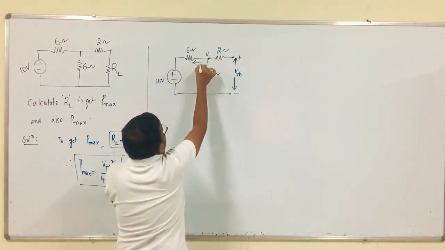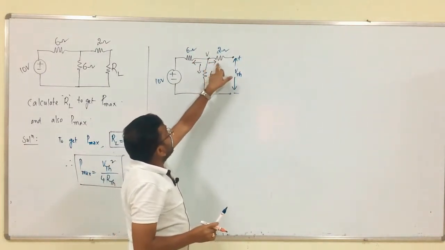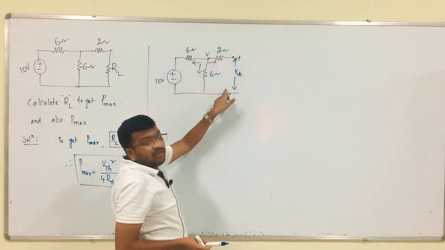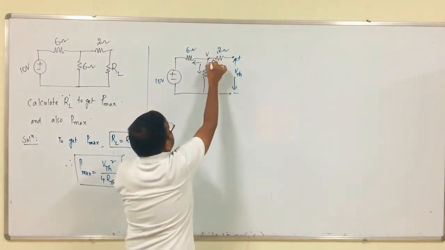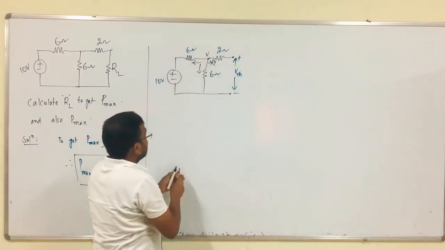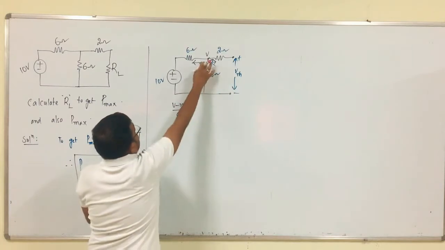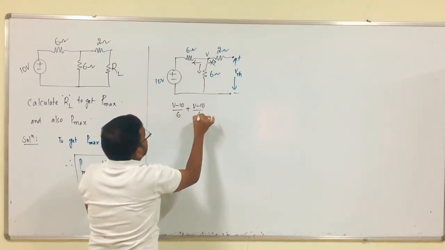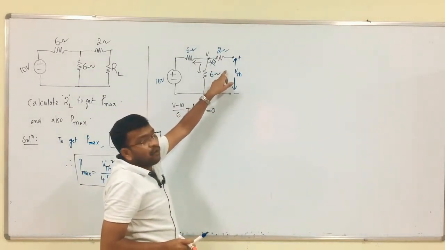The current is leaving through each branch, but the current in this branch is 0. Why is it 0? Because these two terminals are in open circuited condition, so obviously there is no current through this branch. So, we have only two currents: V minus 10 by 6 plus V minus 10 by 6, which is equal to 0.